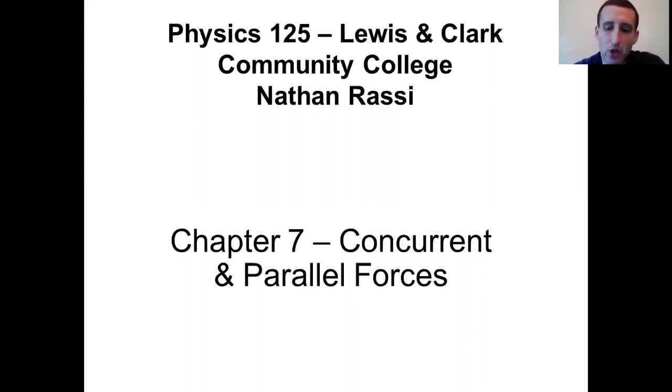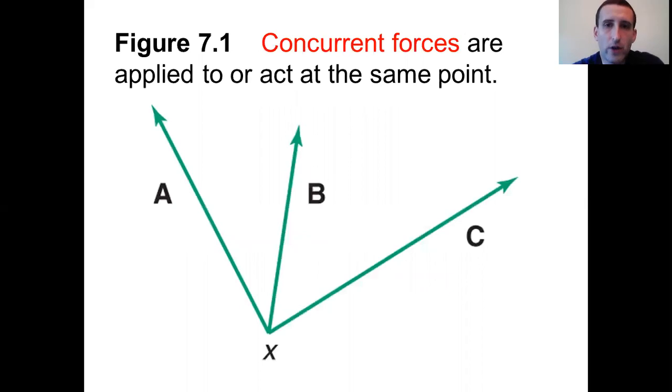So chapter 7, concurrent and parallel forces. What concurrent simply means is two things happening at once, or more than two things. As we see in this little diagram, there are not one, but three different forces, A, B, and C, all pulling on point X at the same time.